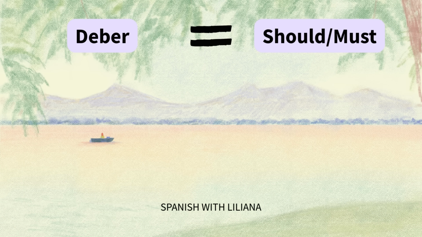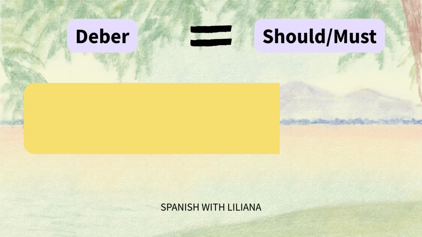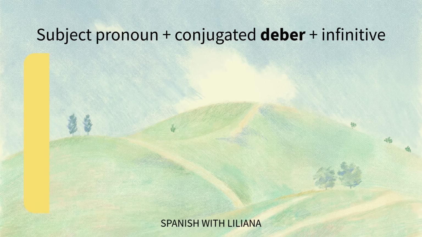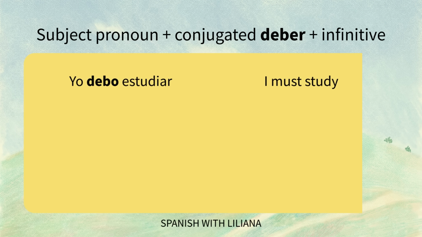Now let's take a look at the second structure. We are going to use deber. Deber, which means should or must. This one we do have to conjugate to the correct person. We don't use the indirect object pronouns here. We use the subject pronouns, or we can omit the pronouns altogether because we have to conjugate the verb. So here we have the subject pronoun, yo, for example, then the conjugated deber verb. In this case is debo. And then we add an infinitive verb. For example, estudiar. Yo debo estudiar. I must study.